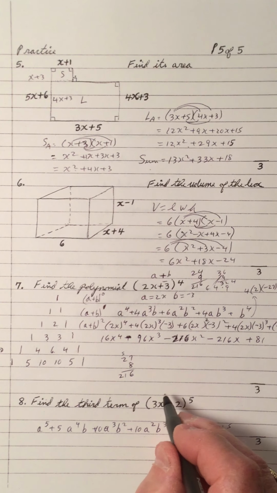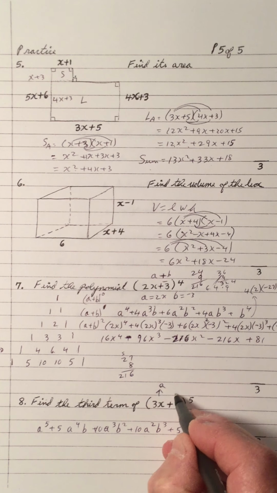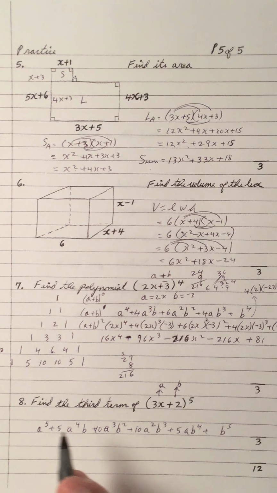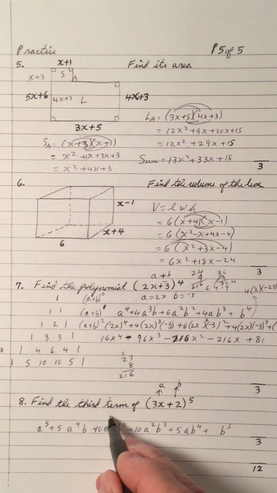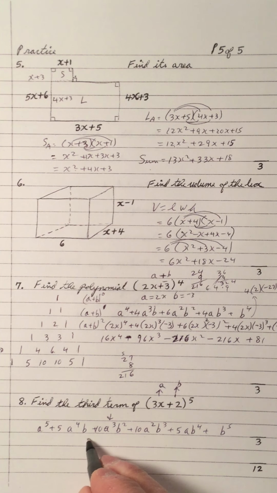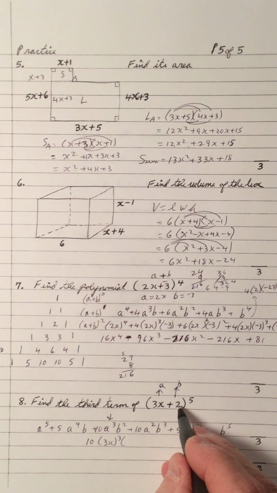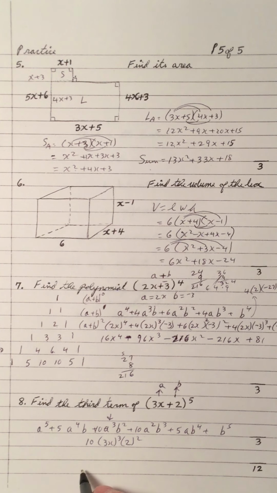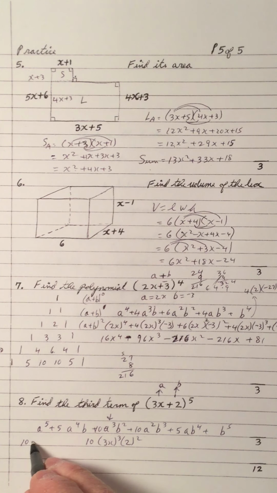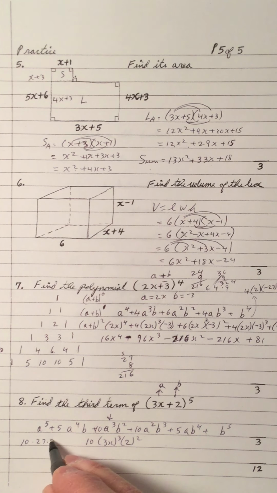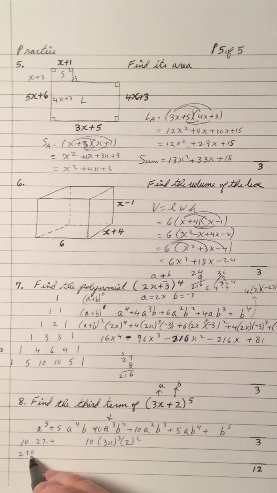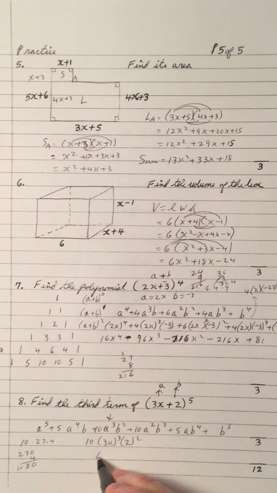And we have A, that's B. So we want the third term. 1, 2, we want this term right here. So that gives me 10. A is 3x, and I'm cubing it. B is 2, and I'm squaring it. So what does that give me? That gives me a 10. 3 cubed is 27, and 4. So I get 270 times 4. 0, 4 7s are 28, and you got to carry it through. I get 1,080, and that's x cubed.